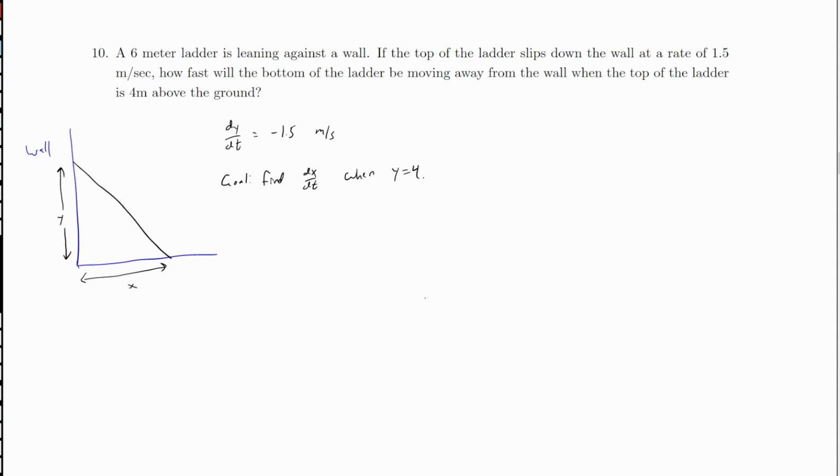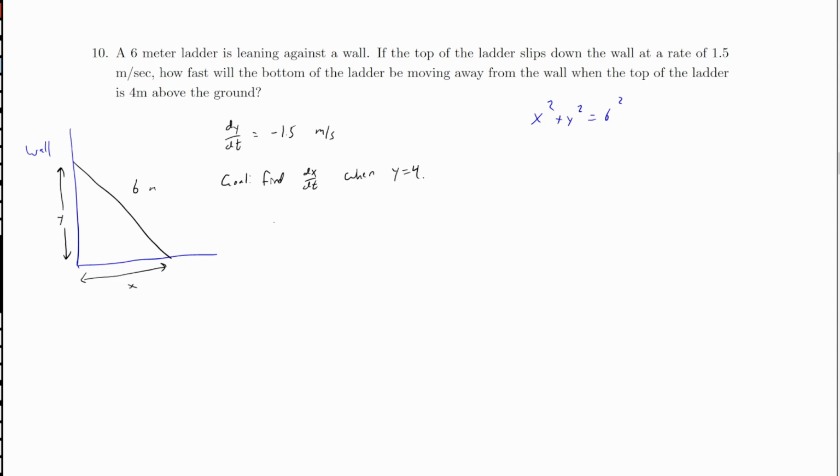Okay. The ladder is 6 meters long, and it doesn't look like in this problem it's changing at all. So that distance is 6 meters. And so if I want to find an equation that relates my variables, I'll use the Pythagorean theorem. x squared plus y squared equals 6 squared. Okay, so now we have information about the derivative of y. We want to know about the derivative of x. So these variables are all good. We go ahead and differentiate.